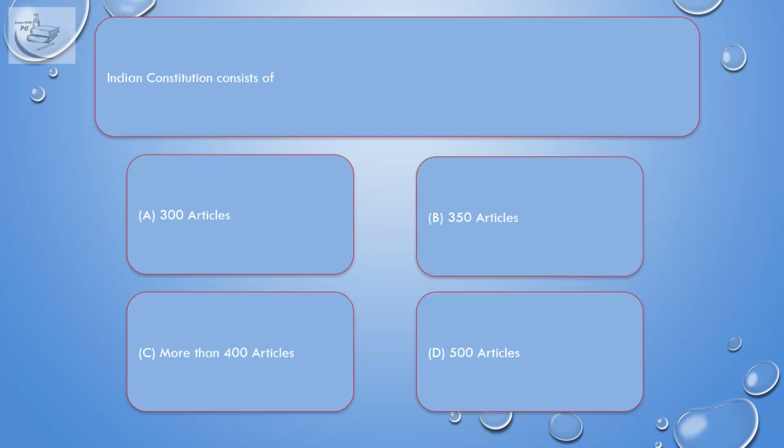Question: Indian Constitution consists of A. 300 articles, B. 350 articles, C. more than 400 articles, D. 500 articles.